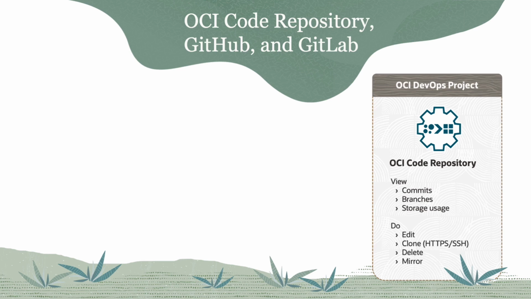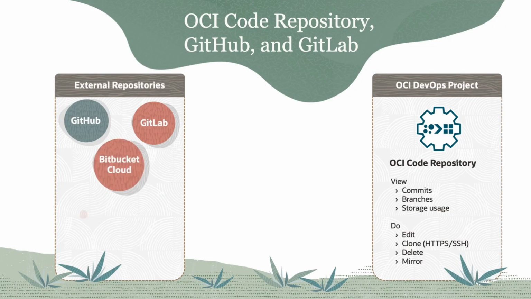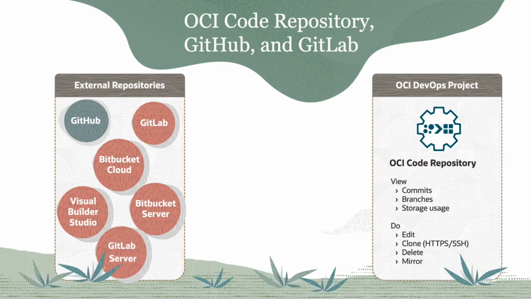You can also edit, clone, and delete repositories or mirror external code repositories such as GitHub, GitLab, Bitbucket Cloud, Visual Builder Studio, Bitbucket Server, and GitLab Server. Now, remember, before creating the external connection in order to mirror an existing code repository, you must store the tokens or credentials in OCI Vault for authentication purposes.